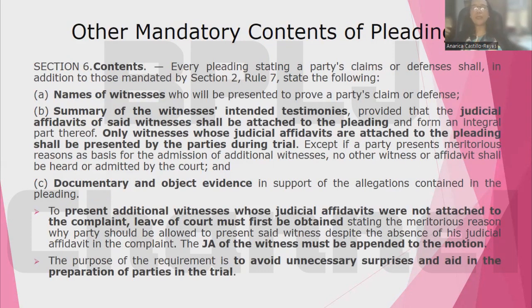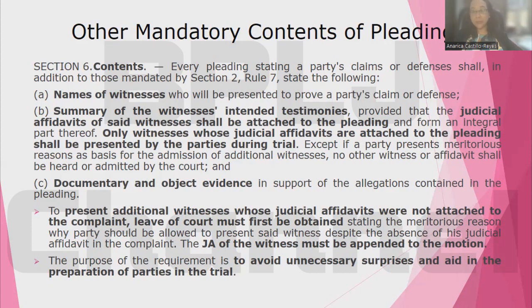What are the other mandatory contents of a pleading? They are as follows. Now, under the new rules, it is required that the names of the witnesses who will be presented to prove a party's case must be mentioned. It must also contain a summary of the witnesses' intended testimonies and also the judicial affidavits of the said witnesses. Only the witnesses whose judicial affidavits are attached shall be presented by the parties during the trial.